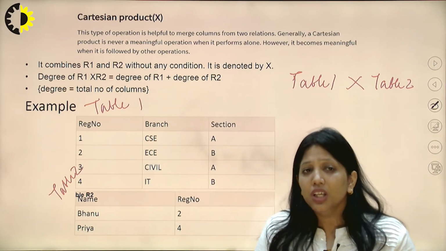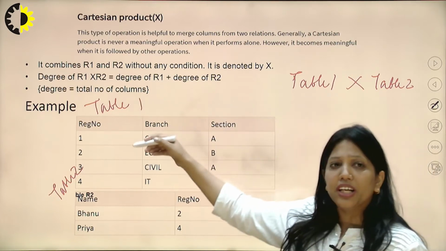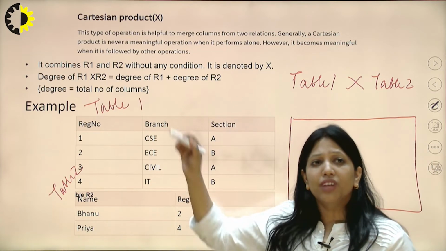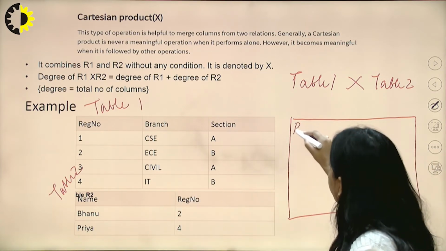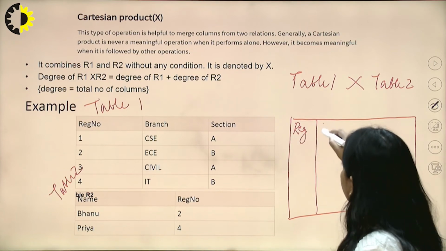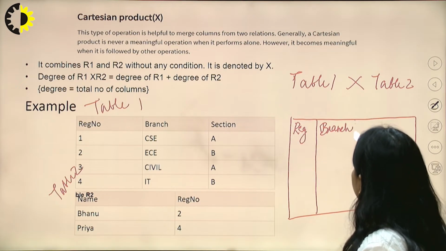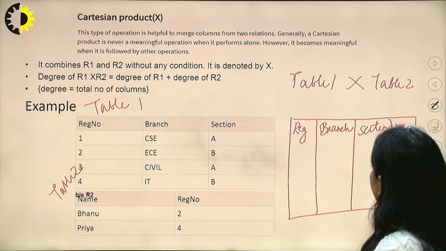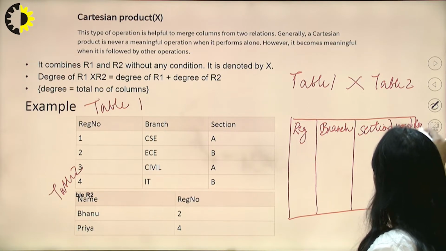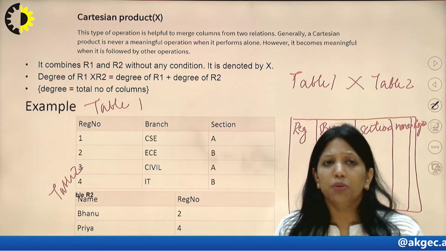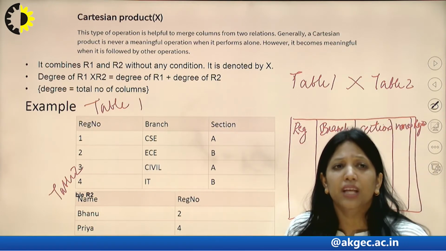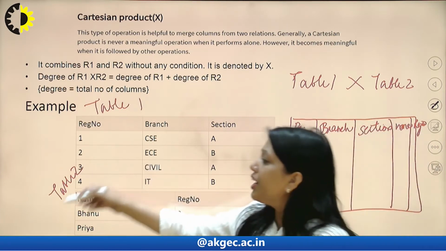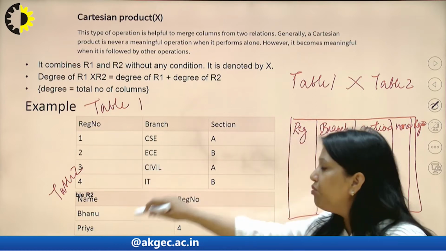How does this operation work? After applying this Cartesian product on these two tables, we will get an output table which contains the attributes of table 1 and table 2. That is registration number, branch, section, then name, and then registration number. So we have one attribute common between these two tables, that is the registration number. What does this Cartesian product actually do? It multiplies the rows of table 1 with every row of table 2.